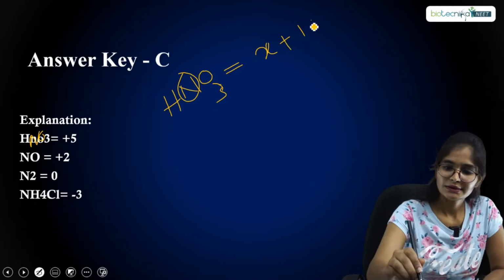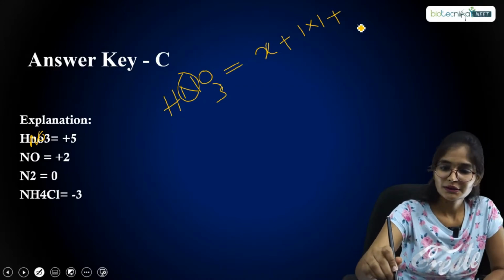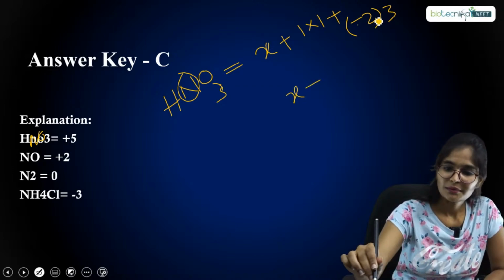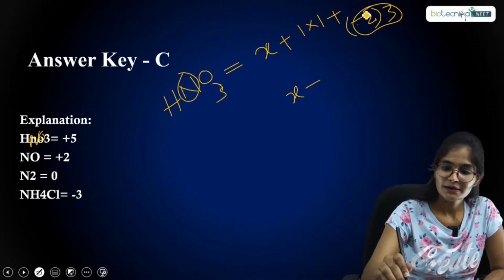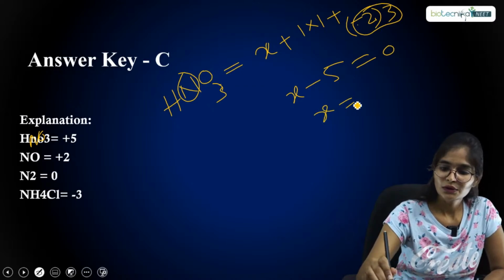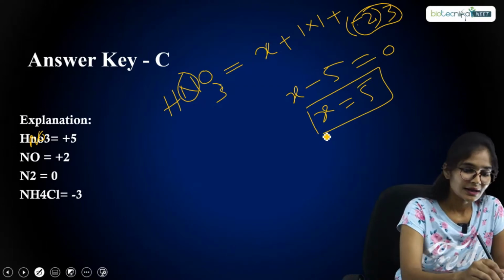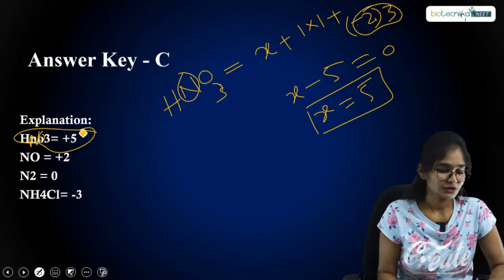So 1 into 1, plus oxygen will be -2, and you have 3 of them. So minus 2 into 3 is -6, plus 1, so -5 you will get. That must be overall equal to 0, so X will be equal to 5. So you have got this answer for HNO3: in HNO3, nitrogen is in the +5 oxidation state.